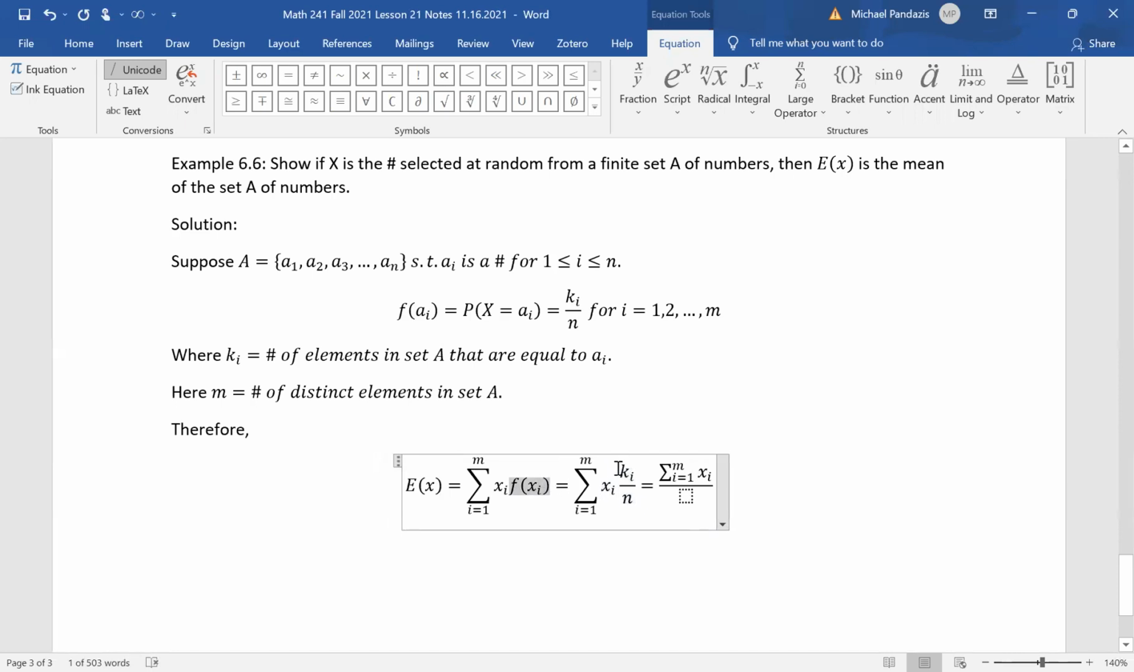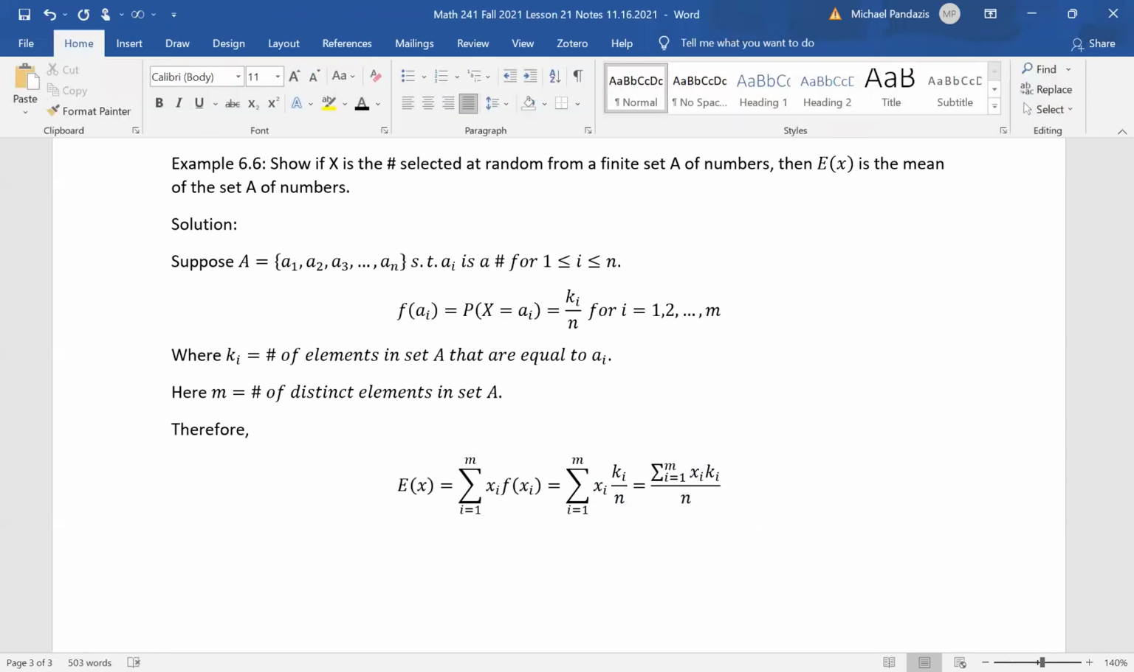And so this is the sum of these products, where instead of dividing each term by n, you divide the sum of products by n. So I'm just moving this 1 over n outside of the sum. And then 1 over n times the sum is taking the sum and dividing by n.